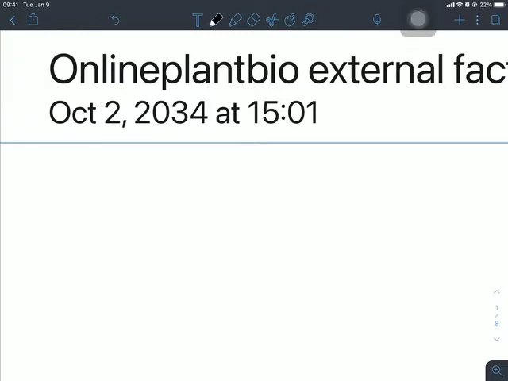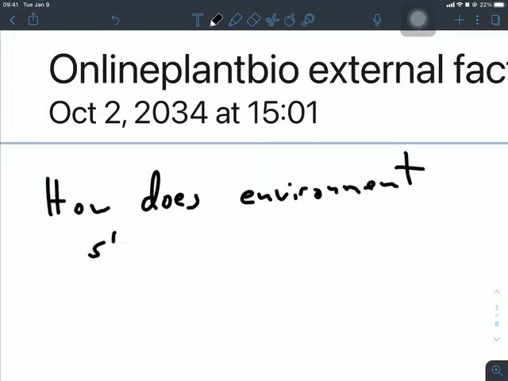Today, we're going to take a look at how those hormones that we talked about last time play a role in a plant's ability to detect its external environment. Today, we're going to try to answer the fundamental question of how does the environment shape plant growth?